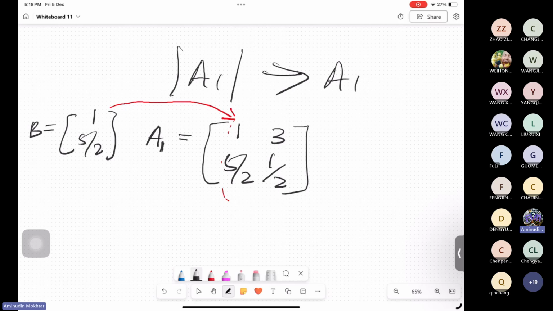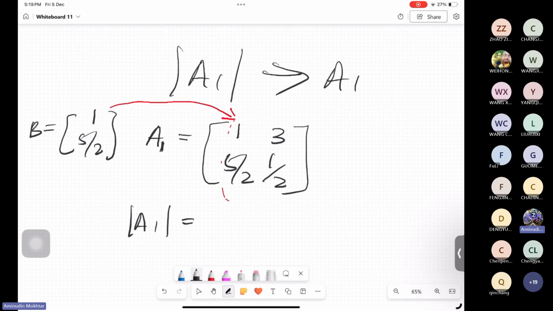Now, how do we find the matrix A1? We just replace the first column in A with B, and then find the determinant of A1. That's all.